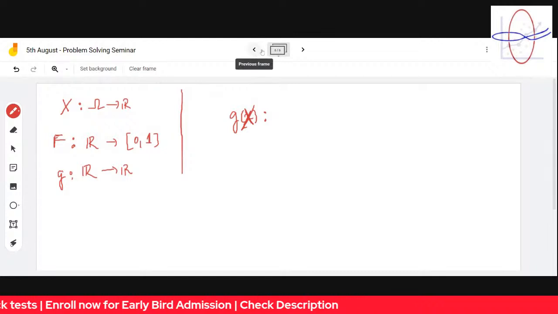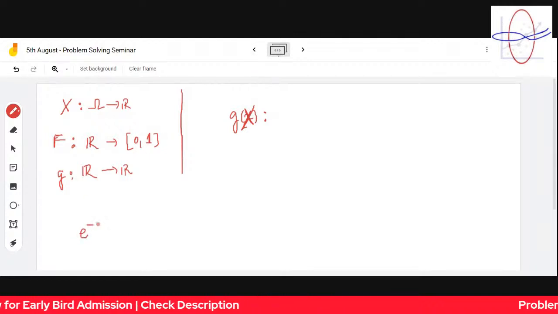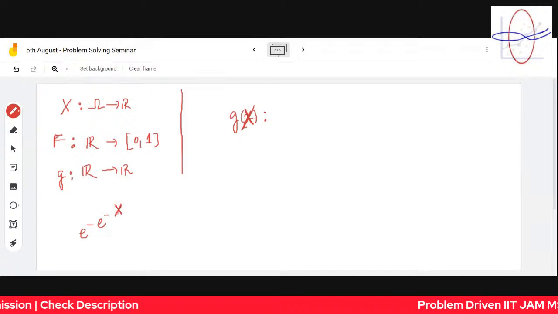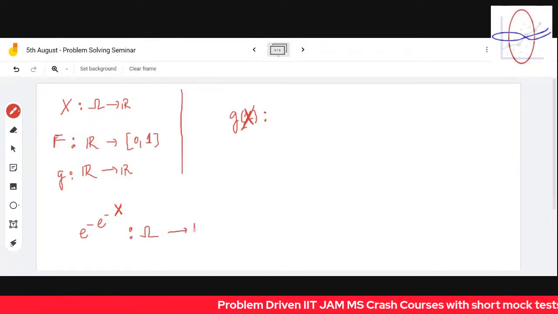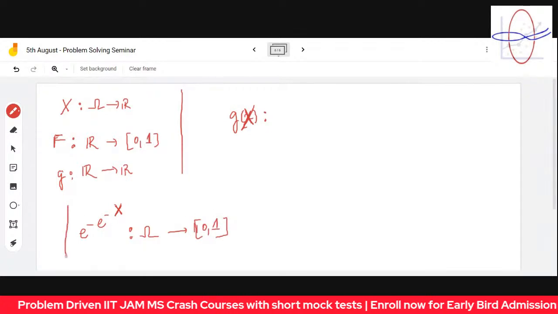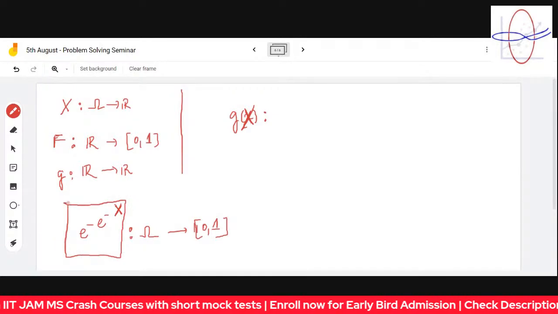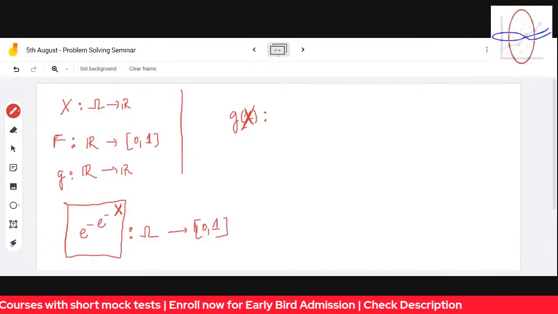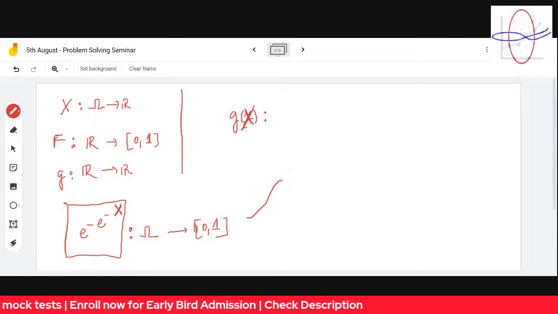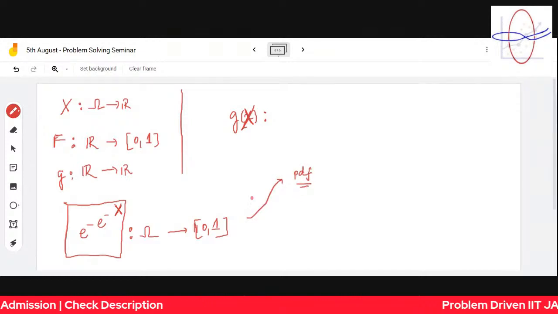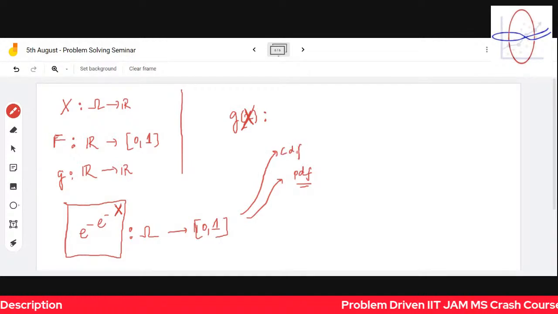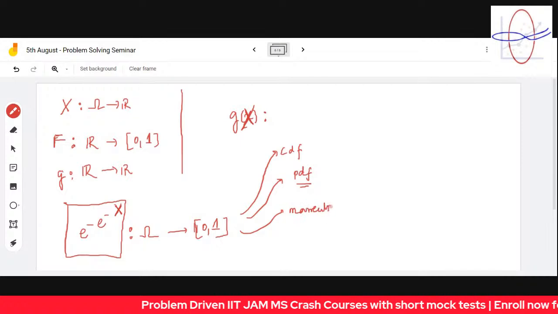So here what do we mean by g of x? Here we mean e to the power minus capital X. Understand, this is taking values from the sample space to the real number line, in fact to 0 comma 1. So it is actually a valid random variable. When something is a valid random variable, what do we need to find? We need to find its PMF or PDF. It's a continuous random variable, so PDF. Then the CDF, then the PDF, and then the moments, right? And that is exactly what we are looking for.